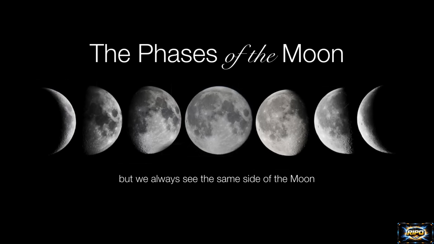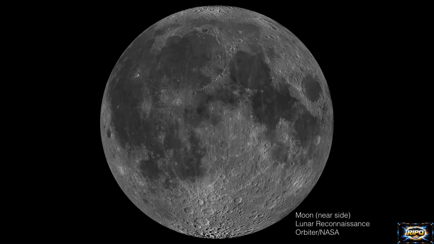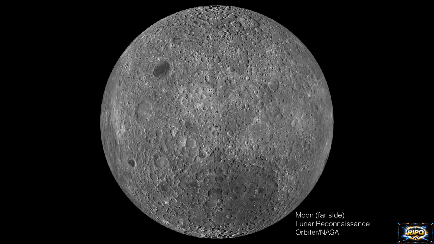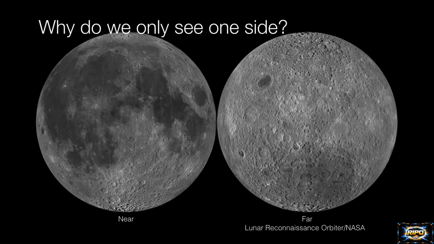It doesn't matter what phase it's in. If you look at the features on the moon's surface, we're always seeing the same near side of the moon. So a really good way to compare the near side and the far side is to look at them side by side. You notice that the near side has these light regions, but also many darker regions. These are known as mare, and the far side is dominated by highland regions.